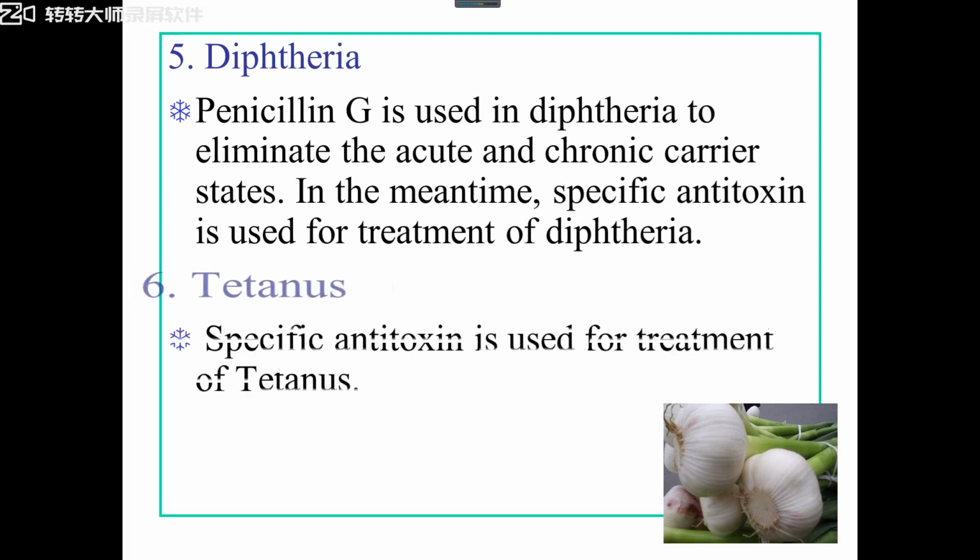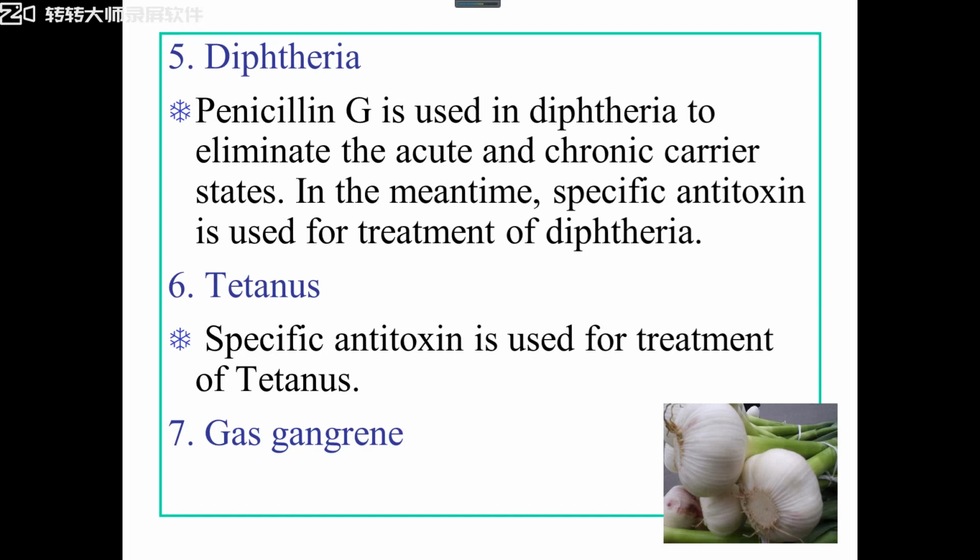Okay, next one. Tetanus. Tetanus rarely occurs. But if we have these patients, specific antitoxin is used for treatment of tetanus, and at the same time, we should use penicillin G as the first choice drug. Okay. Number 7, gas gangrene.